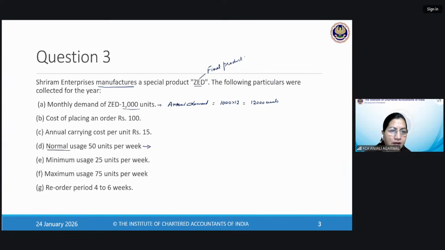So normal or average usage of raw material is 50 units per week. So annual consumption will be, this is annual demand for final product. So this is not our concern. Our concern is annual consumption of raw material. So if it is 50 units per week, there are 52 weeks in a year. So it would be 2600.